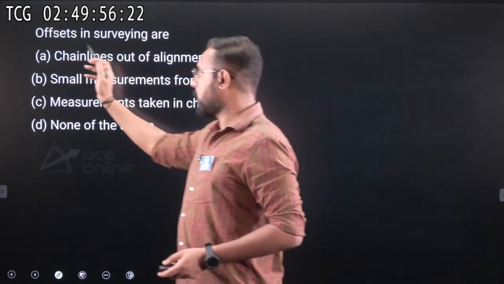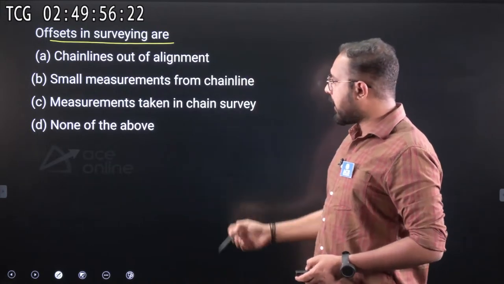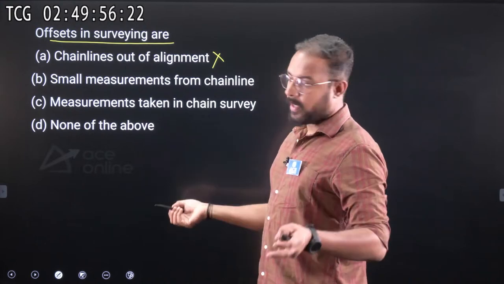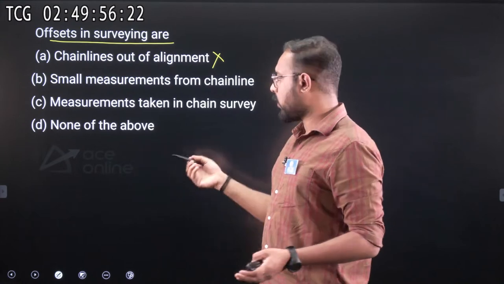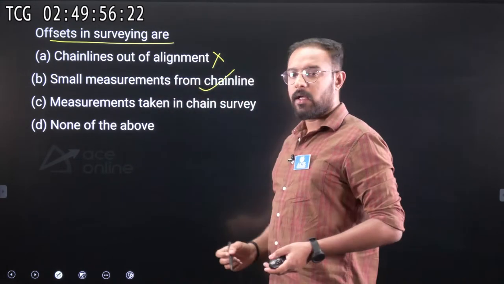Alright, so next up, offsets in surveying are: chain lines out of alignment? Wrong. Small measurements from chain line? Measurements taken in chain survey? It can be anything, none of the above. So the best possible answer out of B and C is option B.